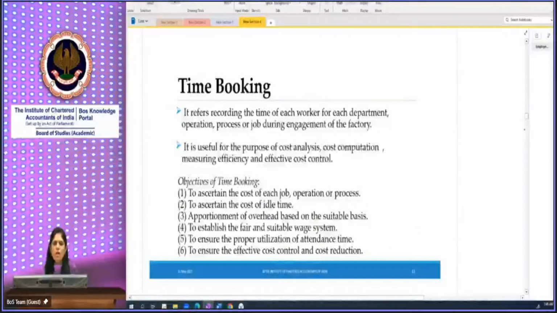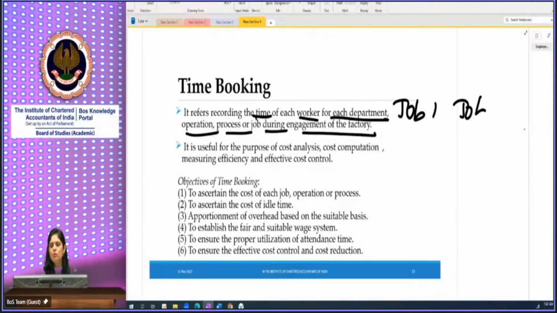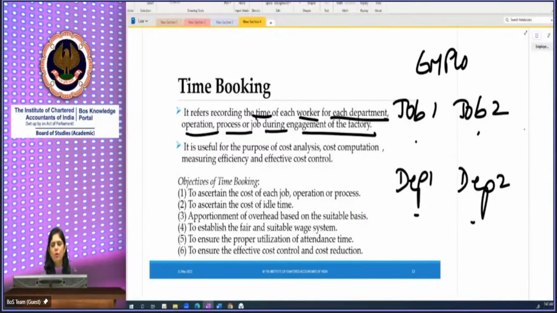Time booking, I told you, is how much time the worker spends for each department or operation or process or job during the engagement of the factory. So how the worker is spending that time in the company, that recording is called time booking. It can be for each job, like he's spending time on job 1, then job 2, and then he's going to department 1 and then department 2. So how much time he's spending? It can be per employee. Every employee, wherever he is going, how much time he's spending in the company during the whole day, that is time booking.